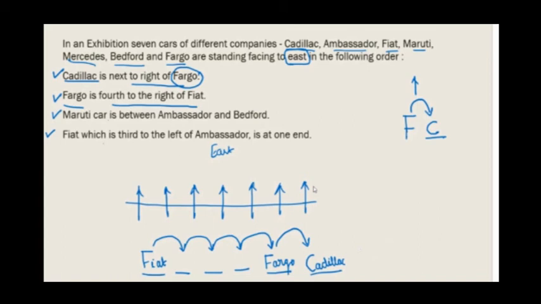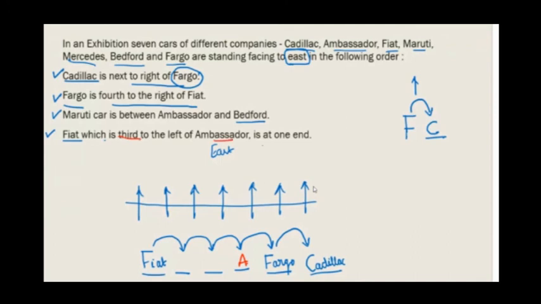Maruti car is between Ambassador and Bedford. And also this says Fiat, which is third to the left of Ambassador. A Fiat, I've already fixed a position. If Fiat has to be third to the left of Ambassador, if I take Ambassador here, first to the left, second to the left, and third to the left, Fiat is placed third to the left of Ambassador.